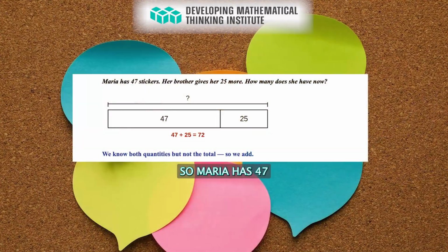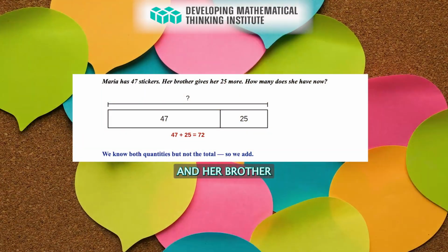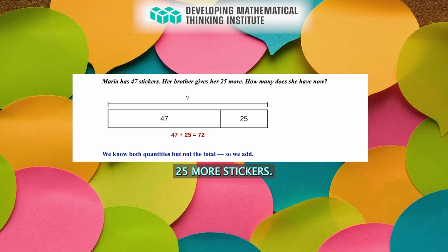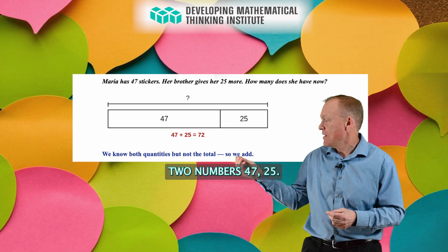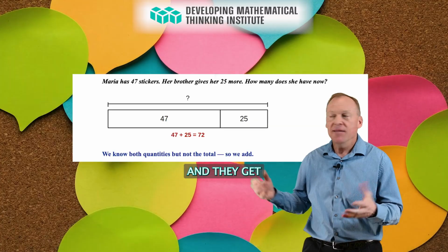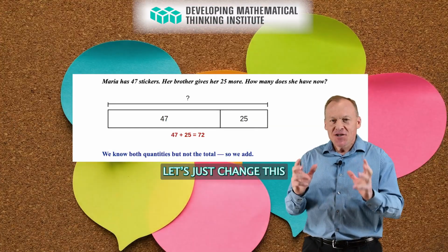So let's start with a word problem. Maria has 47 stickers and her brother gives her 25 more stickers. How many stickers does she have? Great, a lot of kids jump in, they see the 2 numbers, 47, 25, they add them and they get the answer 72.